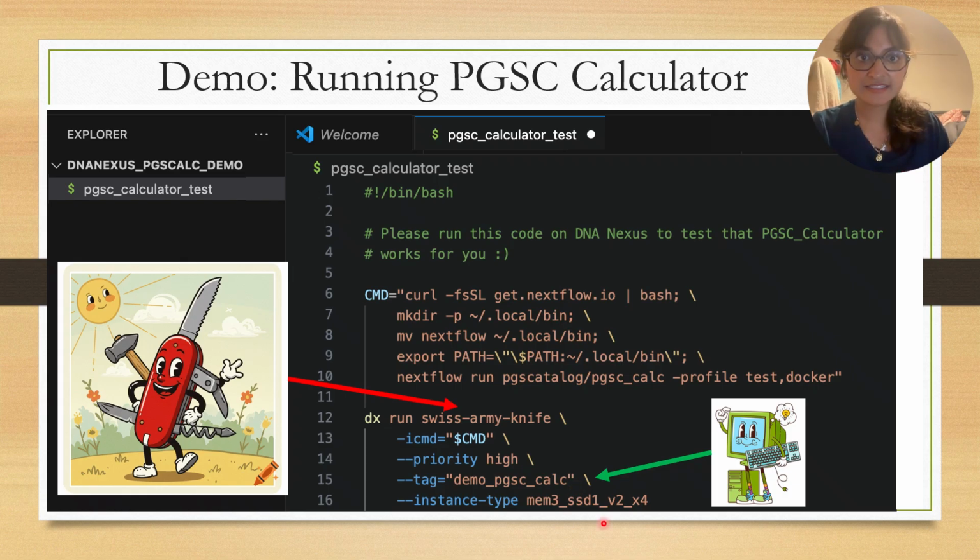And then this is the instance type here. I'm using memory 3 SSD1 version 2x4. So it just specifies the compute resources. So a virtual machine that has around 3 gigabytes memory and 4 cores. And I'll show you how we can check out the instance types. But this is what this command is doing.